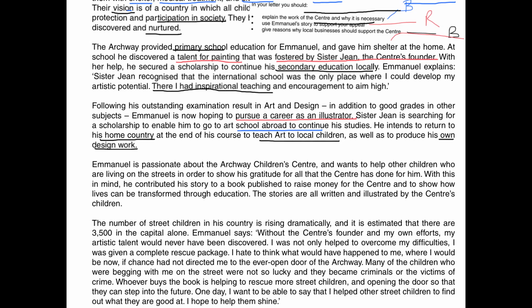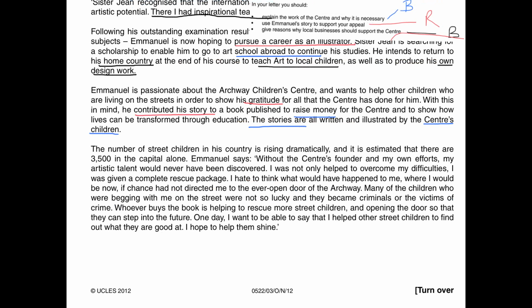So I've got some work of the centre going on there. They're raising money. They've published a book to do it. And they've done it with the children, so they're empowering them. A bit more of Emmanuel's story. He's grateful and he's contributed a story to the book. And then I scan over again and I realise that there's nothing new in here about why businesses should support. So I now move to the final paragraph.